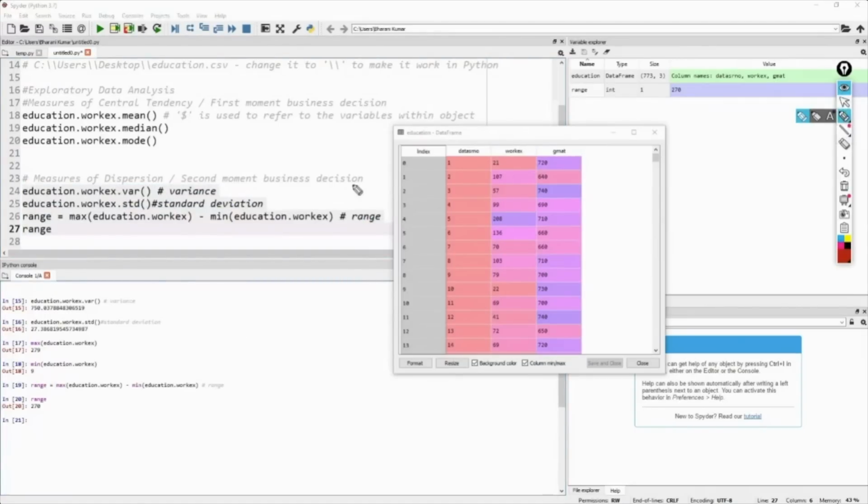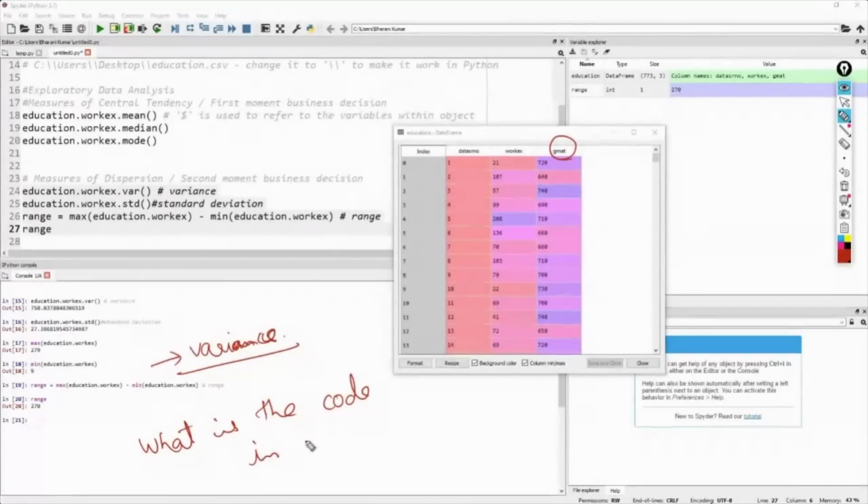Please post in the chat window one quick thing. What if I want to calculate variance for GMAT score? What is the function in Python? What is the code in Python? Can you please reply on the chat window? If I want to calculate variance of GMAT, what should you type in Python? Come on, you all can do it. It's there on the screen also. We all need to become perfect. Practice makes you perfect. Yep, quickly respond.